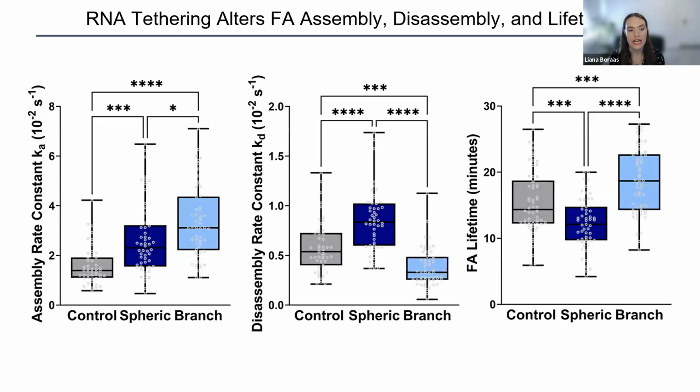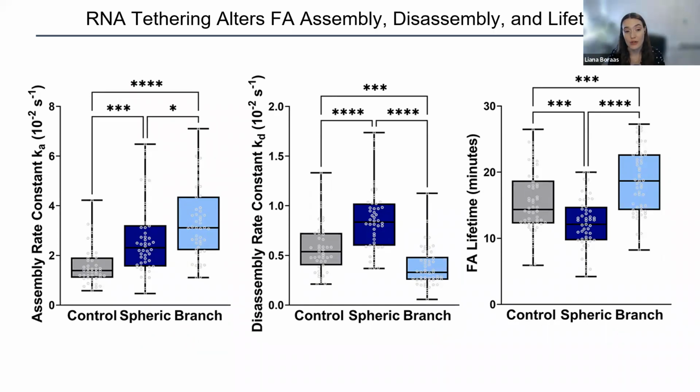We also looked at focal adhesion assembly rate, disassembly rate, and focal adhesion lifetime. First, I'm going to walk you through the spheric data. For the spheric RNA, we're just tethering a spheric RNA to focal adhesions. We can increase the assembly rate and increase the disassembly rate, which ultimately decreases the focal adhesion lifetime. Conversely, for the branched RNA, we still increase the assembly rate, but we dramatically decrease the disassembly rate compared to both controls and spheric RNAs, which ultimately leads to an increase in the focal adhesion lifetime.